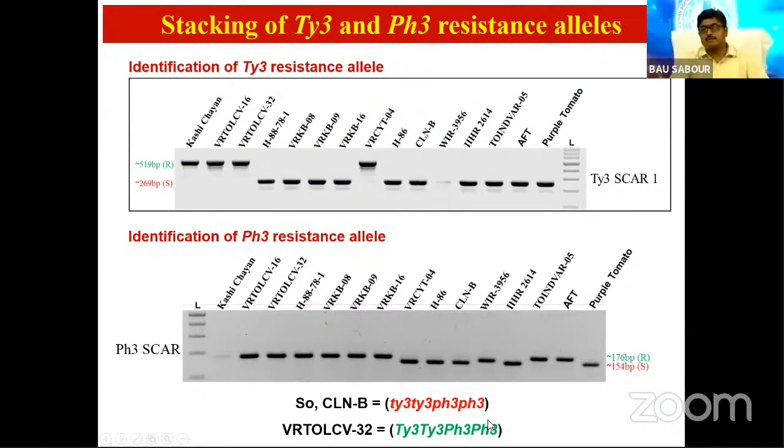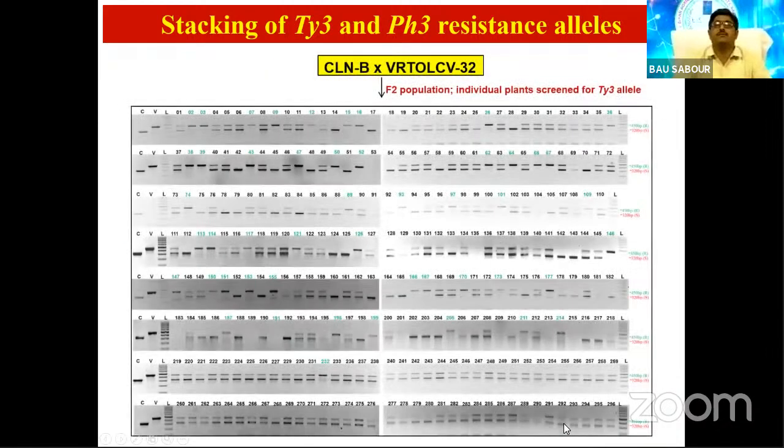So in a nutshell, CLNB, which is a good material for heat tolerance, is lacking both the Ty3 and Ph3 alleles. On the other hand, the Vir-TOLCV32 genotype, which is used as a donor for leaf curl resistance in tomato, carries both the Ty3 and the Ph3 resistance alleles. So what we did, we made crosses between CLNB and Vir-TOLCV32. We identified the F1s through heterozygosity testing, and we used 296 F2 plants for genotyping.